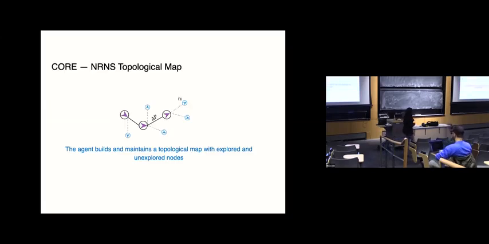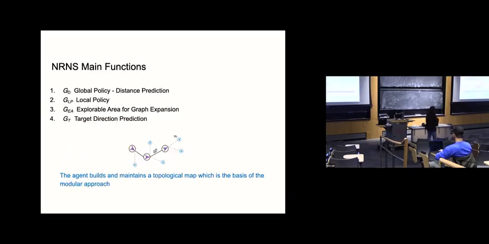So here is the topological map again. This is very important. This is the representation of our history. And here are the 4 modules. The global policy. So let's start.